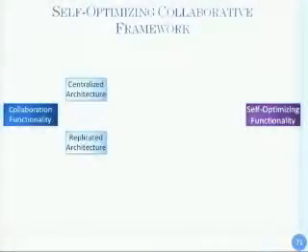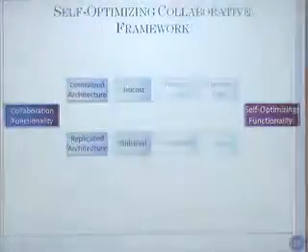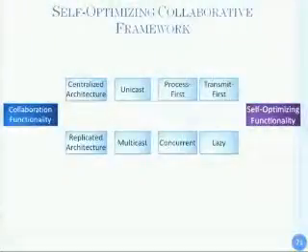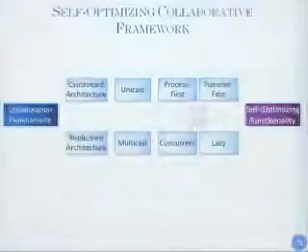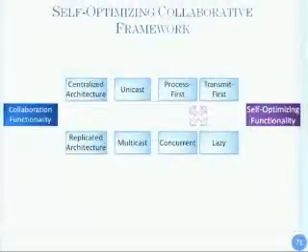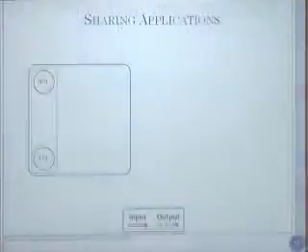Therefore, this collaborative functionality must support both centralized and replicated architectures. It must support unicast and multicast, and of course, all of the scheduling policies. And for now, the only self-optimizing functionality is to automatically choose which scheduling policy to use. So let's see how the system shares applications to start off with.